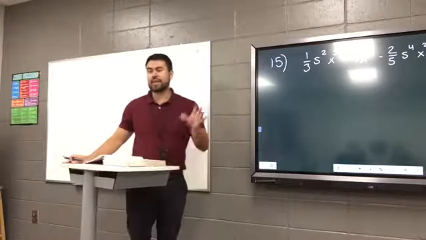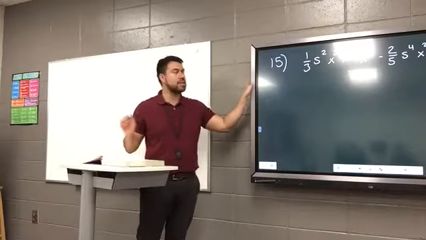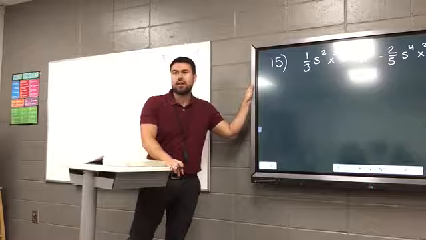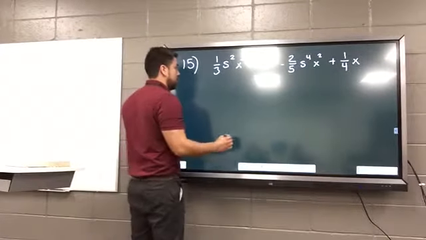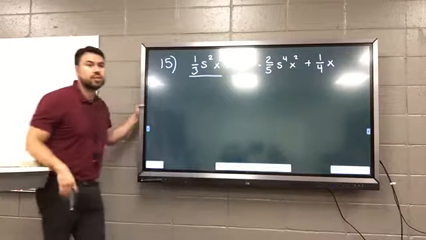Okay, before I even get into the ordering, looking at the original problem, I'm going to call on people to give me the first, second, third, and fourth term. Lily, what is the first term? Positive 1/3 x squared x cubed. Okay, that's my first term.